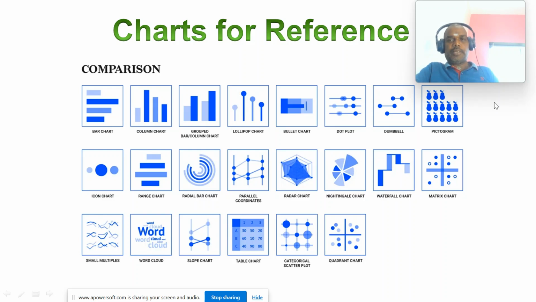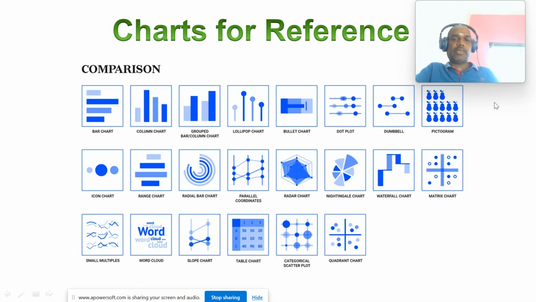The same product, how they are performing last year and the previous year. The pictorial diagram, which gives you a good effect, and the iconic chart. We know that the range chart will display the range, how the product is sold between this range to that range actually. Radial chart also given, the parallel coordinate table is quite interesting.